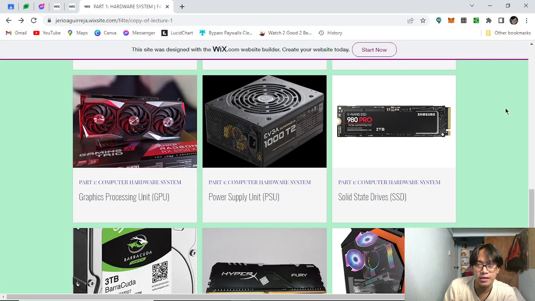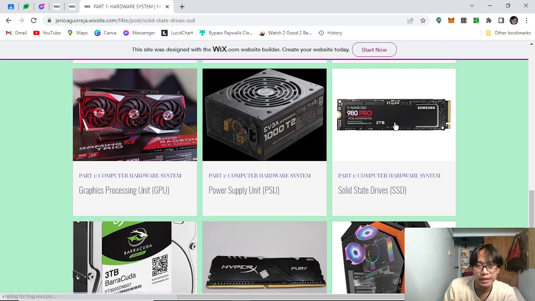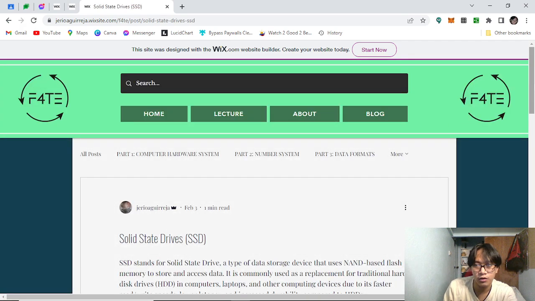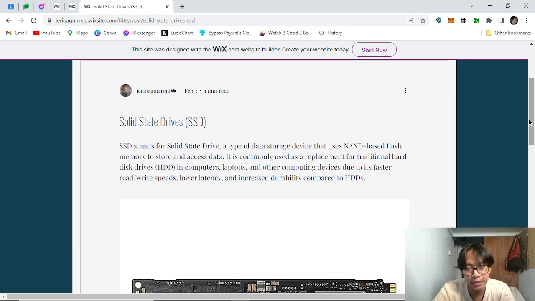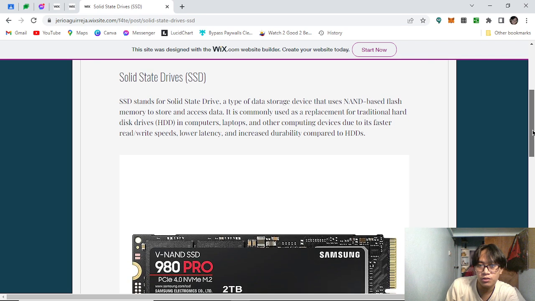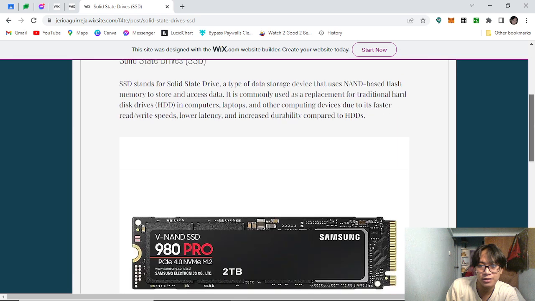Next is the SSD, or what we call solid state drives, a type of data storage device that uses NAND-based flash memory to store and access data. It is commonly used or placed in place of traditional hard drives, HDD, in computers, laptops, and etc.